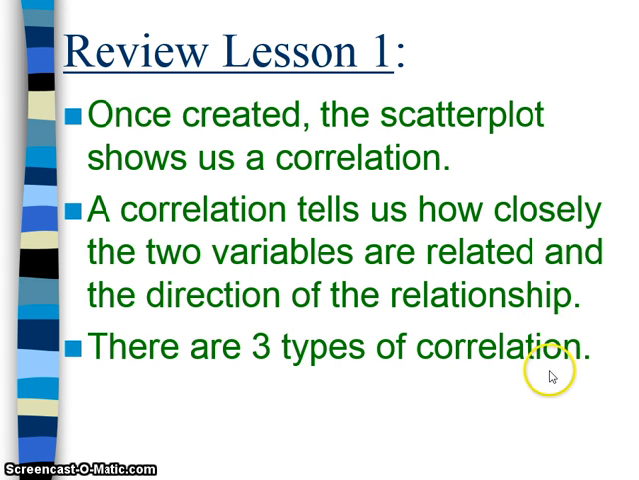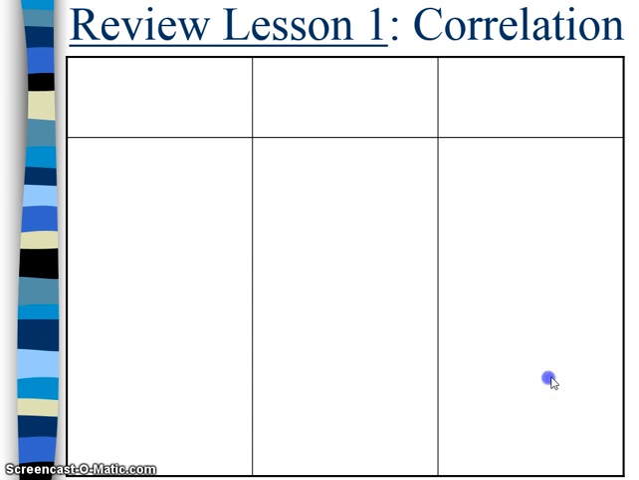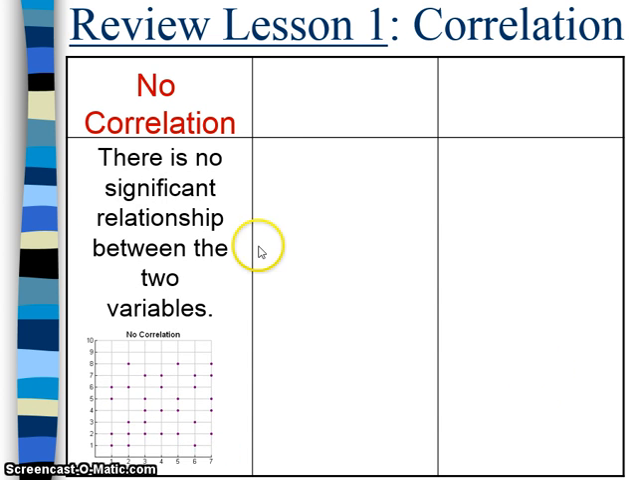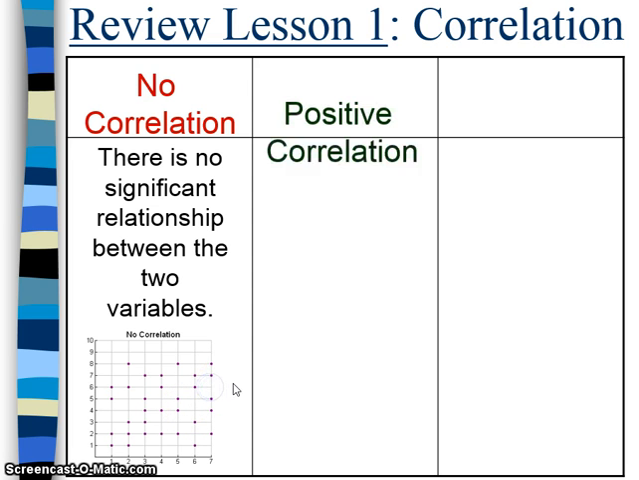There are three types of correlation that we've learned about. The first one that we learned about is no correlation. That is when there is no significant relationship between the variables. We see them on a scatter plot as dots randomly dispersed throughout the graph. There seems to be no rhyme or reason, no pattern to the dots at all.